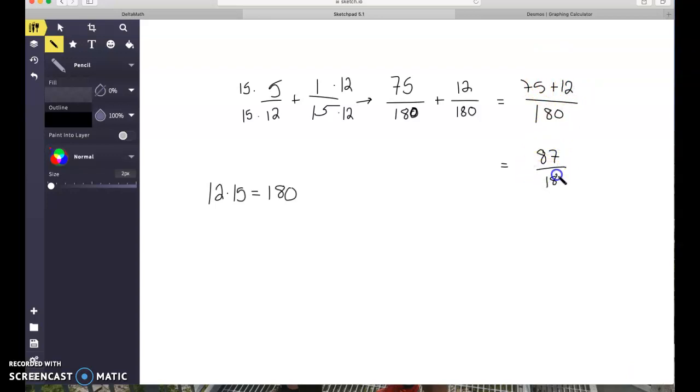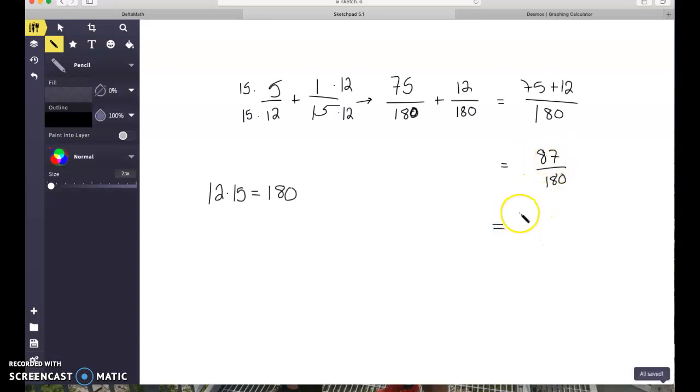over 180. And I think I already see divisibility by 3 in both of those numbers. So this is the problem with adding your fractions by multiplying the denominators: you usually get a very large fraction that you have to reduce. So if you're not taking care to keep your numbers small from the beginning, you end up with large numbers and you have to do a lot of reducing at the end.